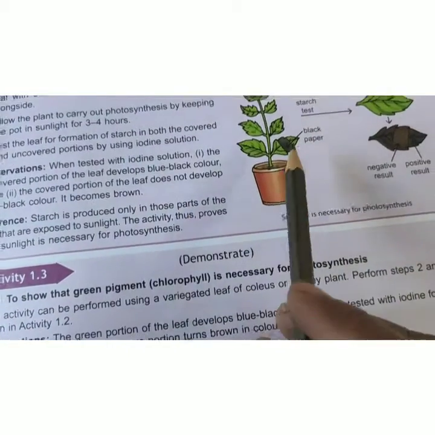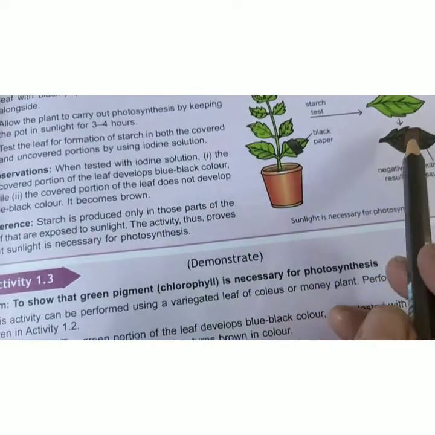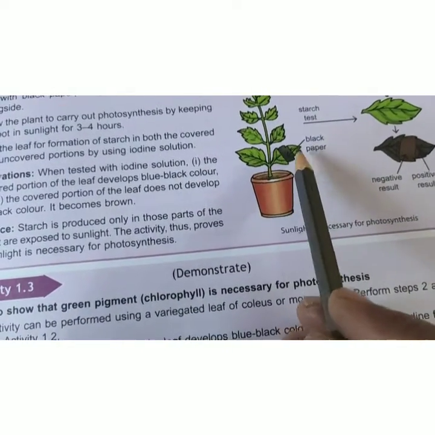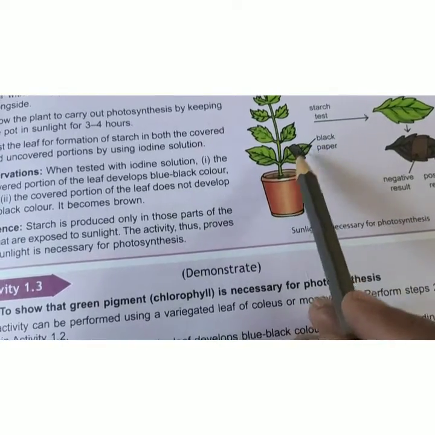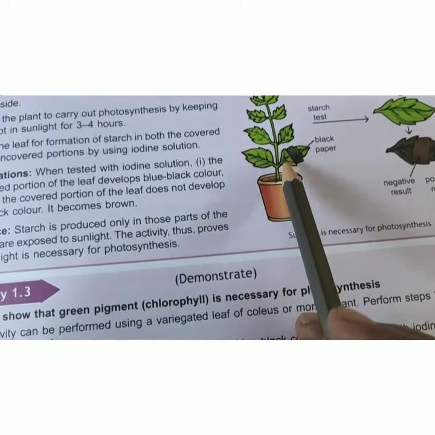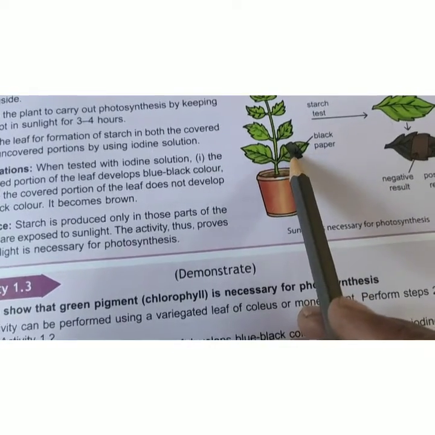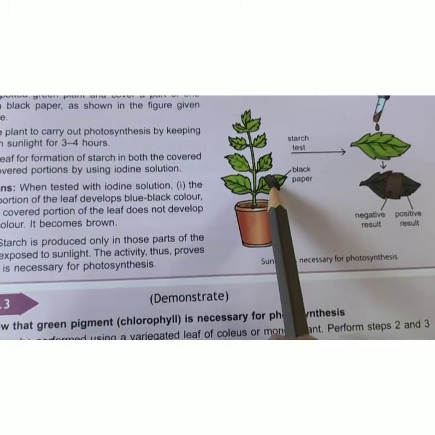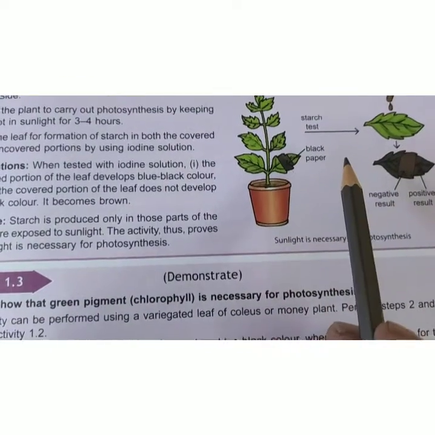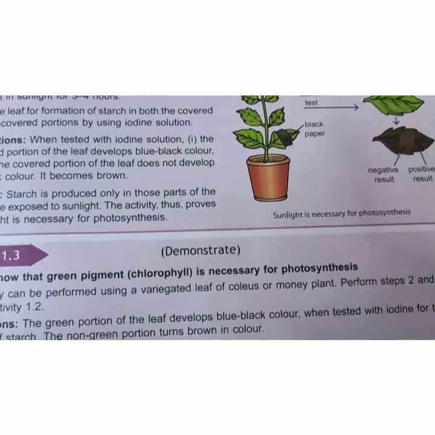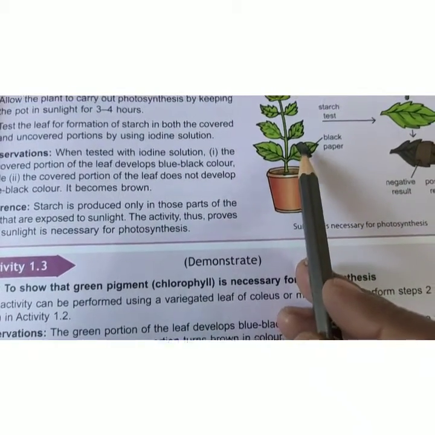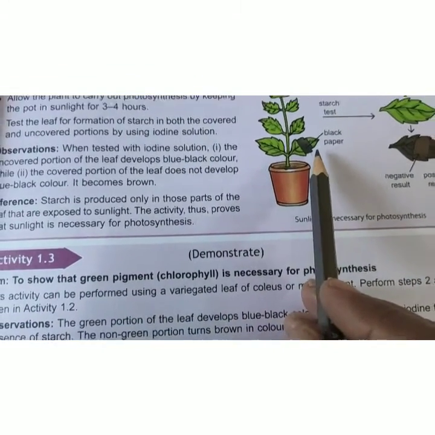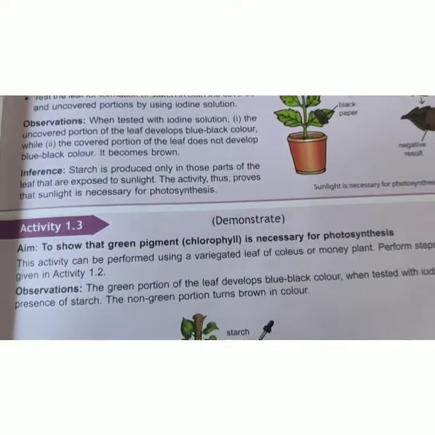So after that, when you test it with iodine, the part which was exposed to the sunlight, which did not have the paper on it, will turn blue-black, and the other part which was covered with paper won't turn blue-black. So this also shows that in the part which was covered with the paper, photosynthesis did not carry out, and so it did not turn blue-black.